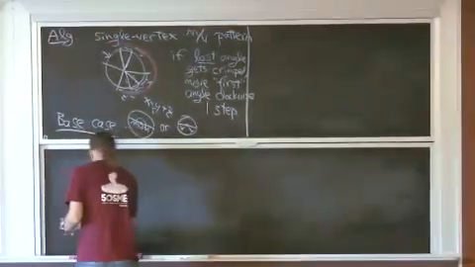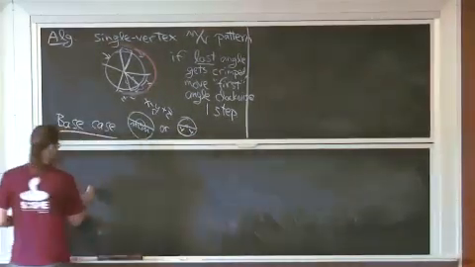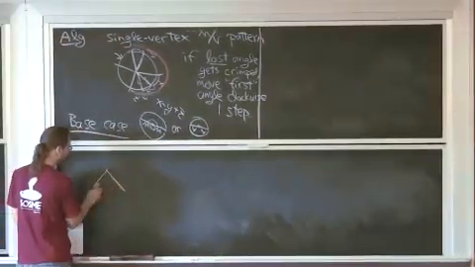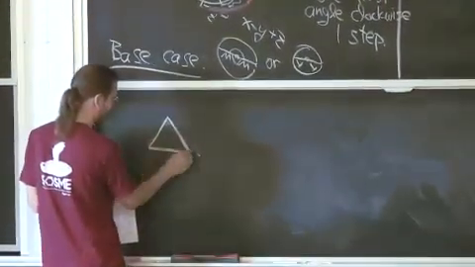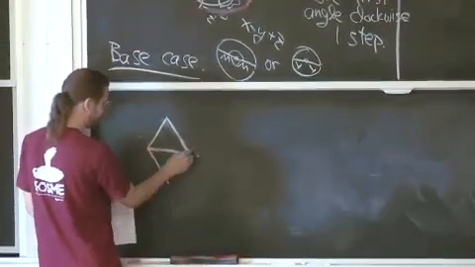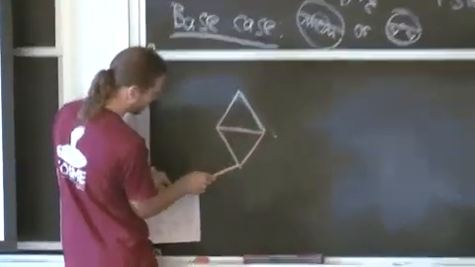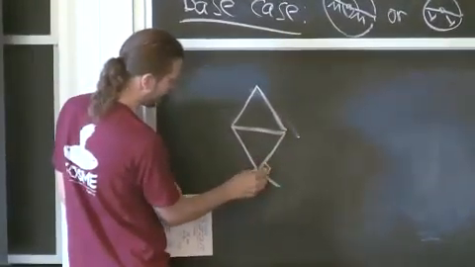So the example is, it's hard to draw an equilateral triangle with accurate angles, but I'll do my best. And then these are supposed to be right angles.